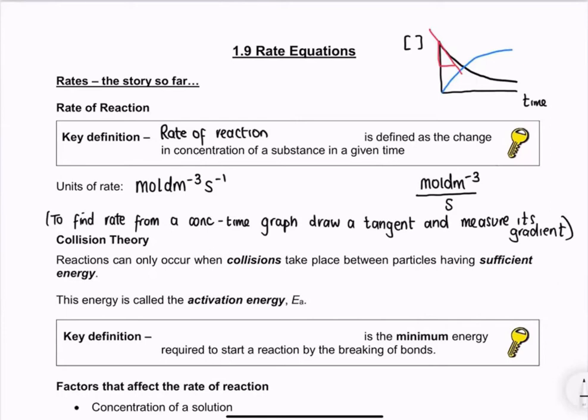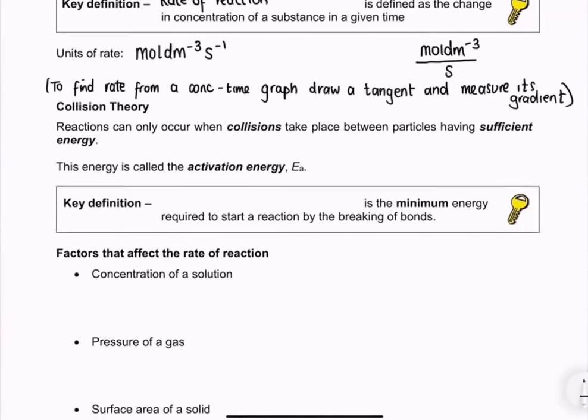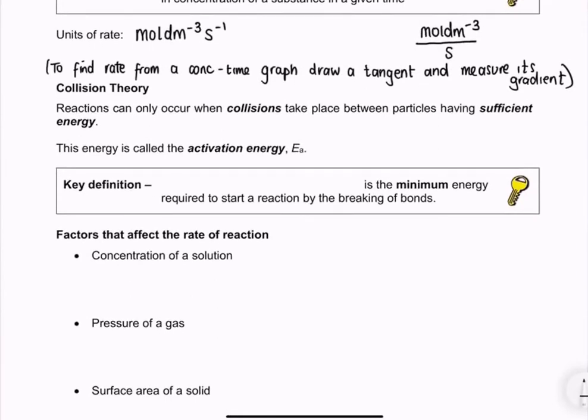Now if we wanted to find it at time equals 0, that's what I've drawn with the red triangle. We measure that tangent at time equals 0, but we could find the rate at all sorts of different times, and we'll find that the rate is changing over time, and that's to do with the frequency of collisions, which is where our collision theory comes in. So remember from last year that for a reaction to occur, collisions have to take place with sufficient energy, and this sufficient energy is called the activation energy. So the activation energy is the minimum energy required to start a reaction by the breaking of bonds.